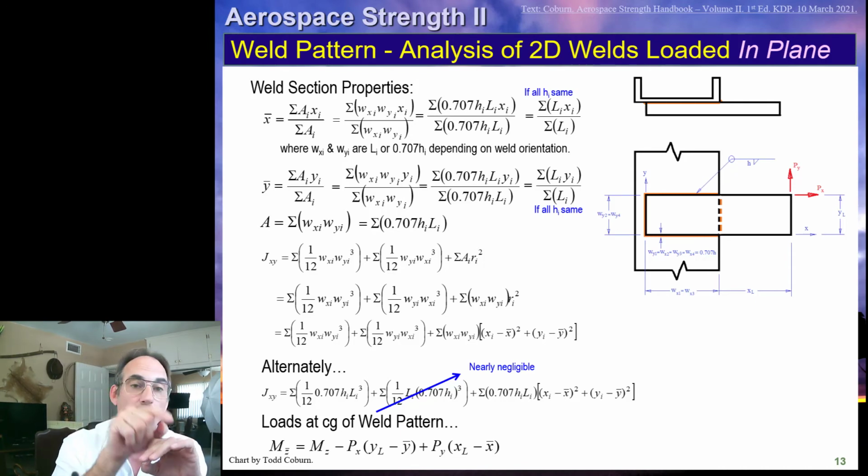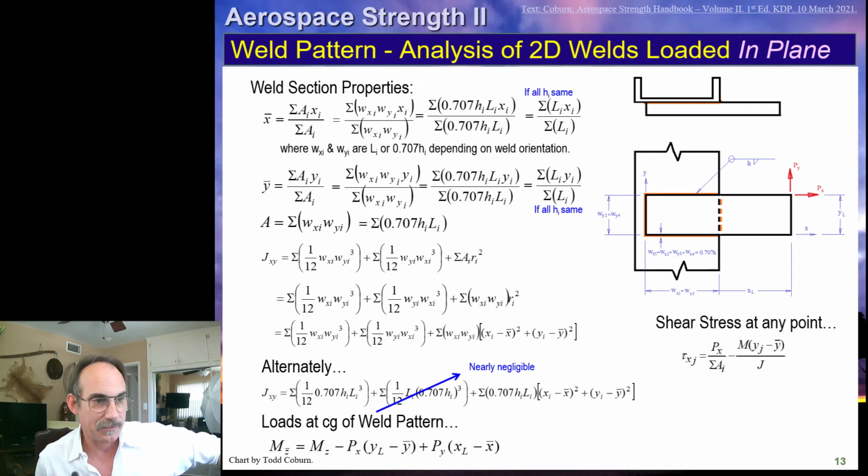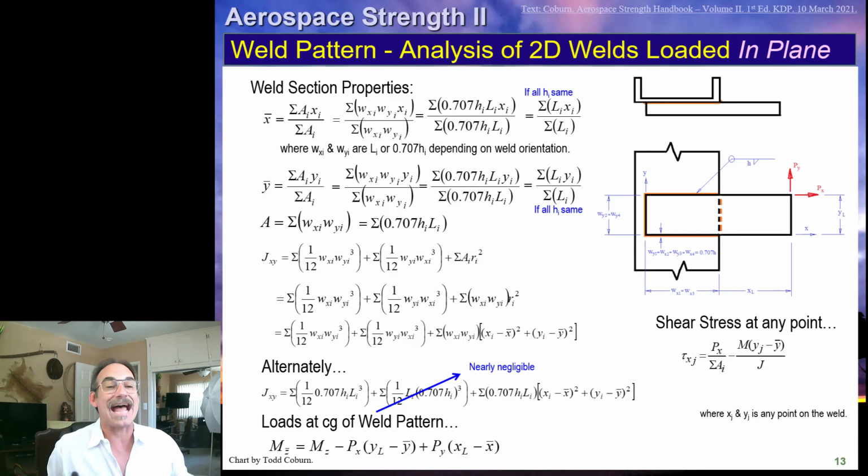We have the Px, the horizontal force, the negative Px times the Y of the load. So the Y of the load for this, if this is our coordinate system, is this dimension here, YL, and the X of the load goes all the way from this end to this end. You see that? This whole dimension is our X of the load. So Y of the load minus Y bar times negative Px plus X of the load minus X bar times Py, added together, is the total moment at the centroid of the pattern.